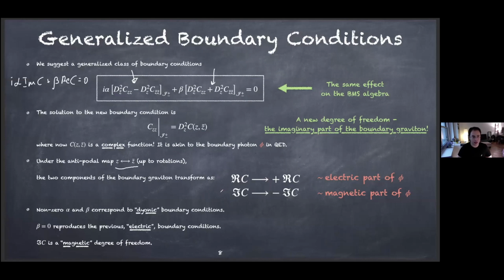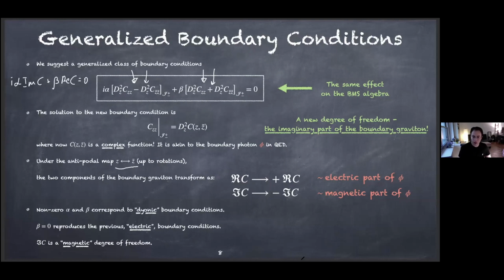We see that the term that basically controls the imaginary part here is odd under the replacement of C and Z bar, and therefore the imaginary part of C will be odd. And similarly, the term that controls the real part of C is an even combination, and therefore the real part of C will be even.